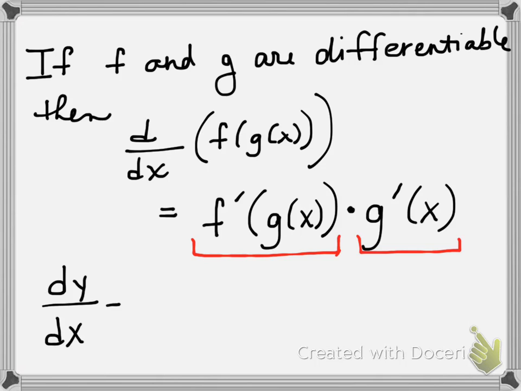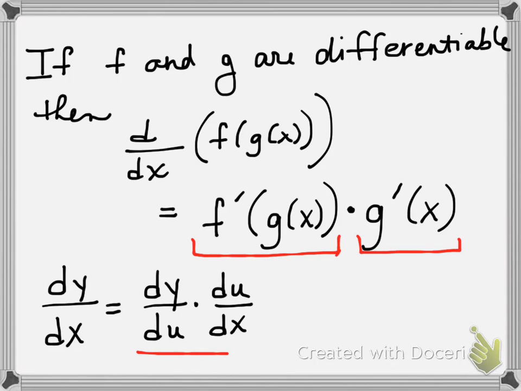Sometimes you'll also see this written as dy dx equals dy du times du dx. This one can sometimes be easier to remember because if you pretend these are ordinary fractions, there's a du on the bottom and a du in the numerator, and so it almost looks like they cancel. They don't really cancel, but it might be a little bit familiar for you.